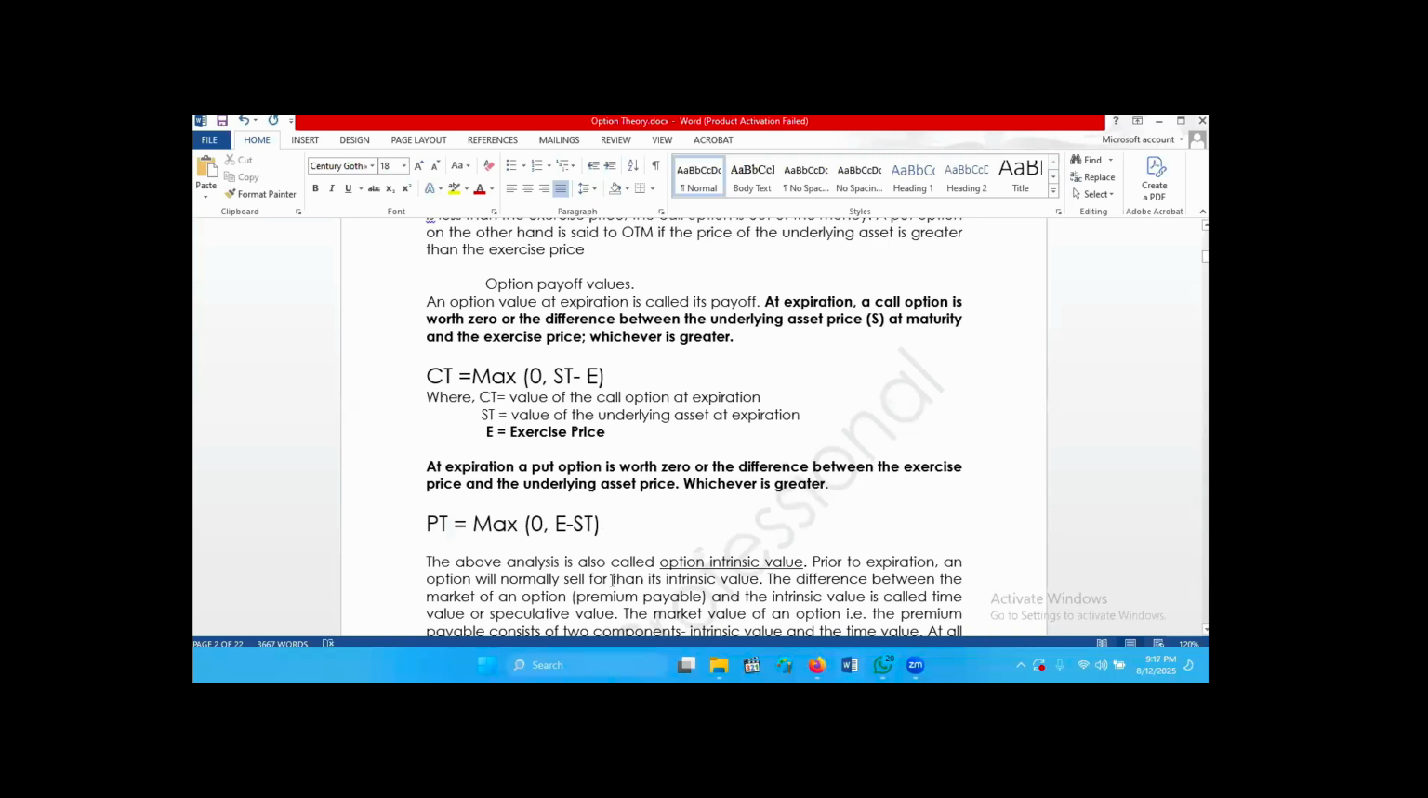The above analysis is also known as the option intrinsic value. You may be asked to calculate the intrinsic value of the option. That is the value of the option at maturity.